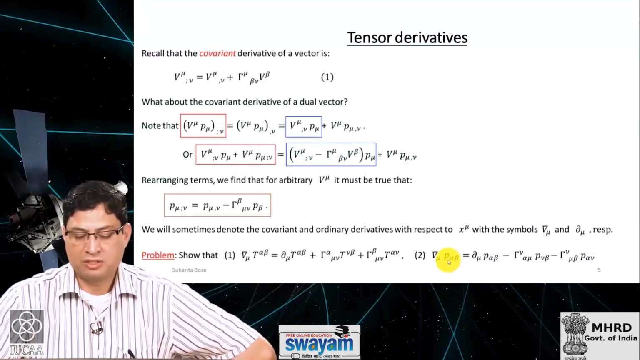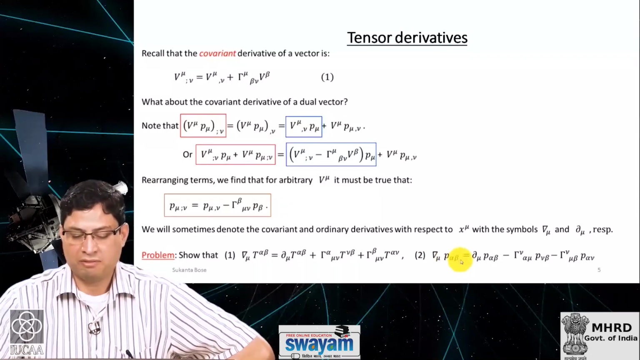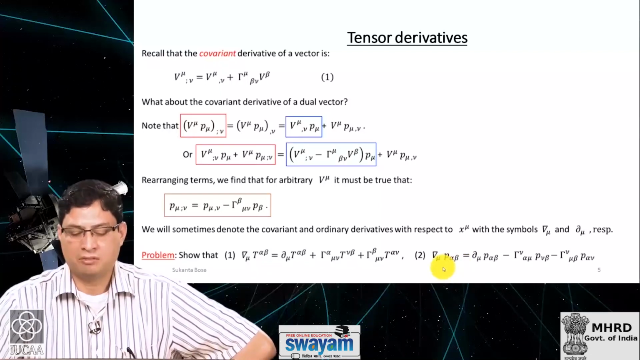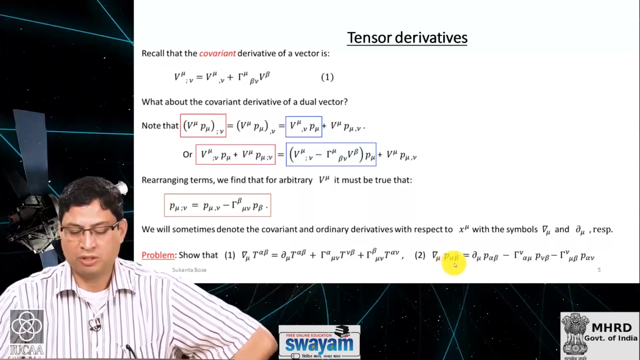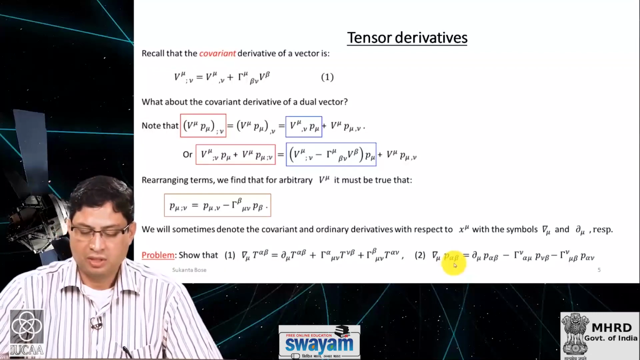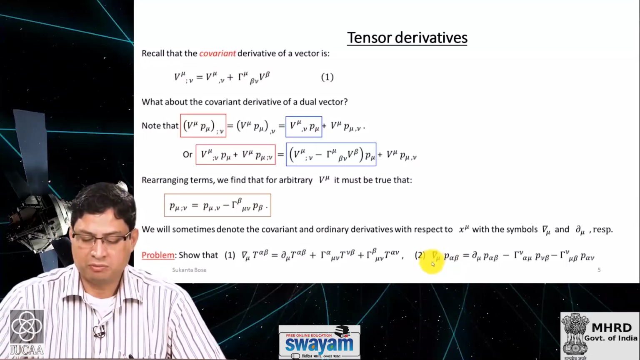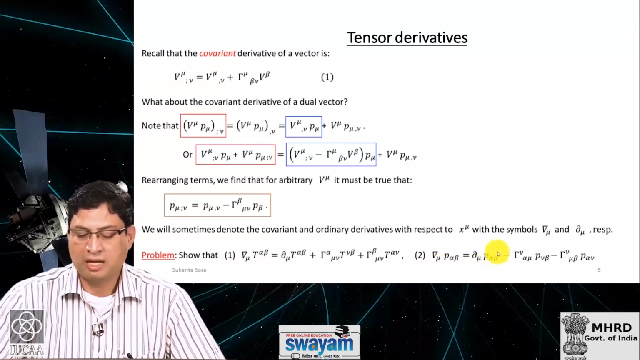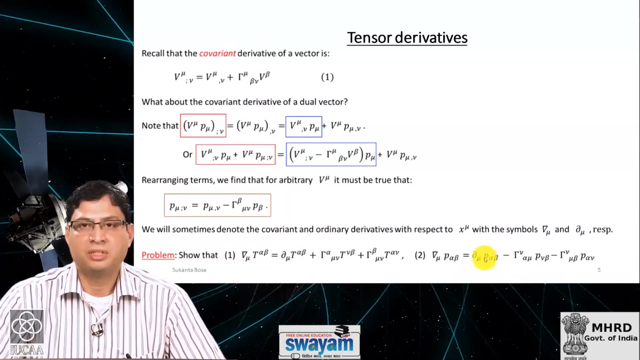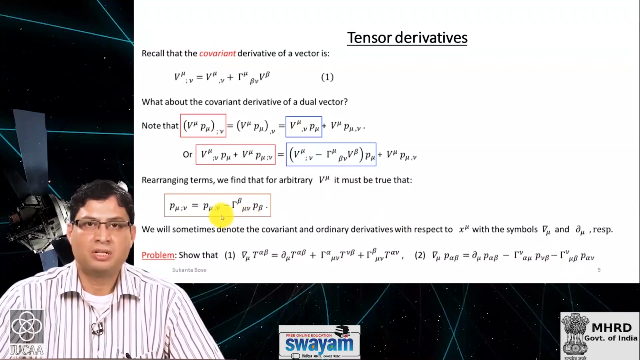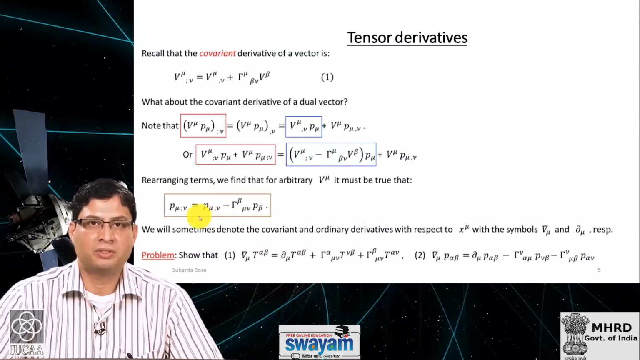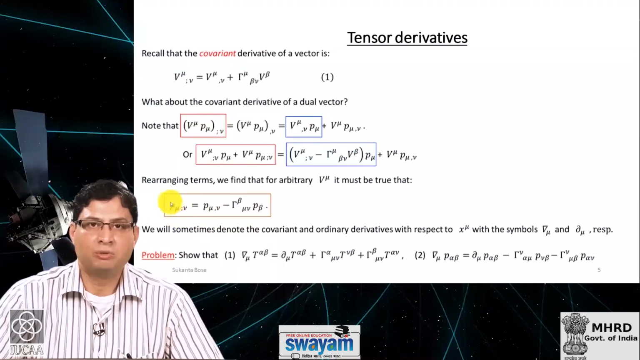If you have components of 0-2 tensors, for example, the metric like G alpha beta, but here I want to deal with a general 0-2 tensor component, so I call it P alpha beta. Then its covariant derivative with respect to x mu will have the ordinary derivative of the first term, and you will have two more terms, both involving gammas and both with negative signs, because that is what we saw here in the definition of the covariant derivative of a dual vector.